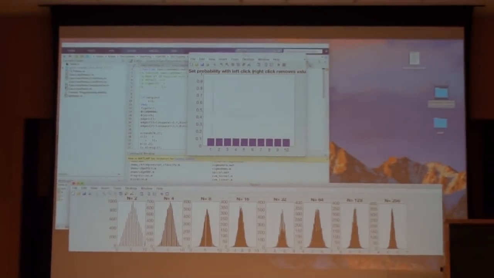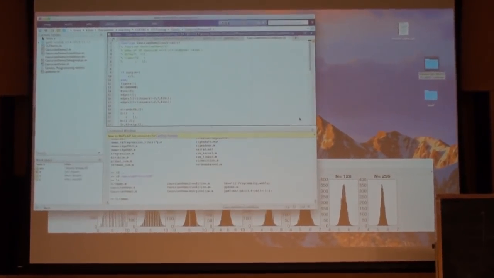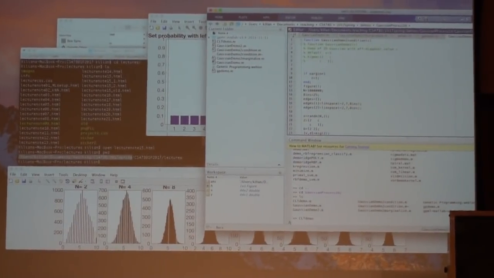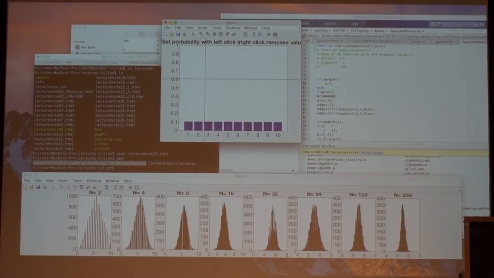I sample points from this distribution. I have basically a die that can take on 10 values, and each one of these 10 values is equally likely. I draw samples from this and average them, and then I look at the averages. I do these averages multiple times.